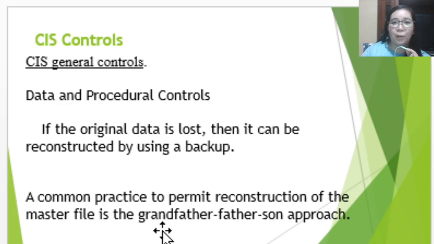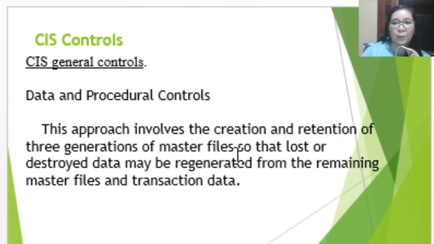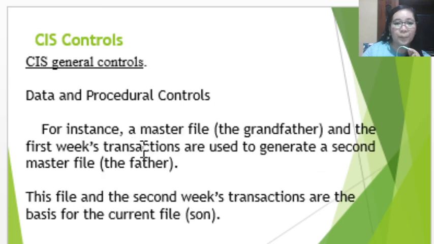So this is commonly known as the grandfather, father, son approach. So what is this approach? This approach involves the creation and retention of 3 generations of the master files, so that any lost or destroyed data may still be regenerated from the remaining master files and transaction data. For example, a master file, which is considered to be the grandfather, and the first week's transactions are used to generate the second master file, which is the father. So this file and the second week's transactions are the basis for the current file, which is the son. Okay, so that's how backup works under this approach.